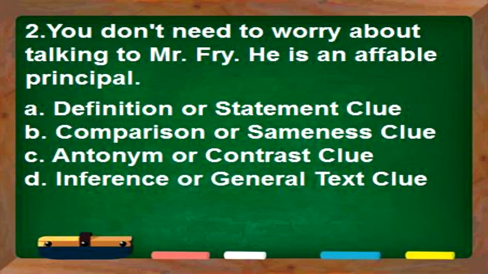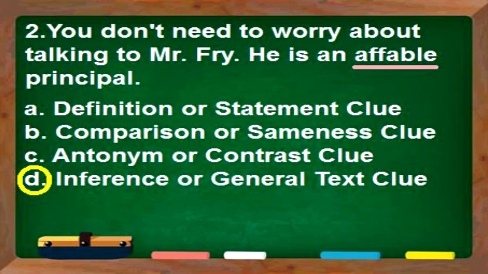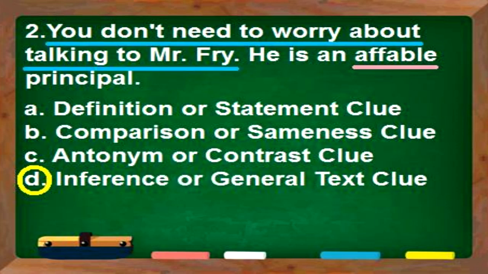The correct answer is D. Inference or general text clue. Yes! You already knew the meaning of the word affable in item number 1. And as you read item number 2, other specific context clues are missing. You have to read the sentences very carefully to put the clues together. And the clue that you have here is within the first sentence. You don't need to worry about talking to Mr. Fry. Why will you worry if you know that he is a kind person, right? Again, this kind of clue is an inference or general text clue.